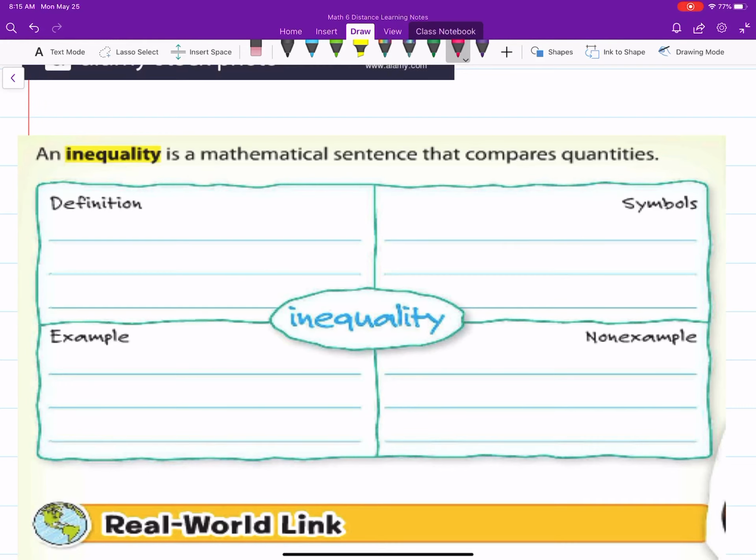And it is a mathematical sentence that compares quantities. So that's the definition right here. The symbols, now you're used to less than and greater than. What you have maybe seen in ALEKS when you've worked on your knowledge path is now that we have variables, we have to have symbols that will represent not only less than or greater than, but also equal to.